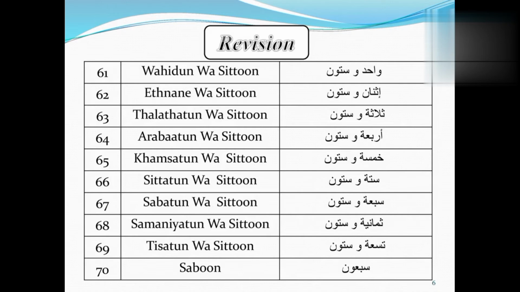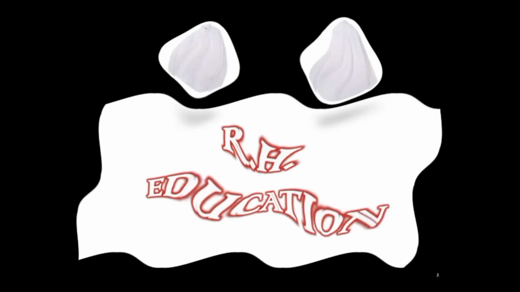Khamsatun wa Sittoon means 65. Sittatun wa Sittoon means 66. Sab'atun wa Sittoon means 67. Thamaniyatun wa Sittoon means 68. Tisatun wa Sittoon means 69. Sab'un means 70.